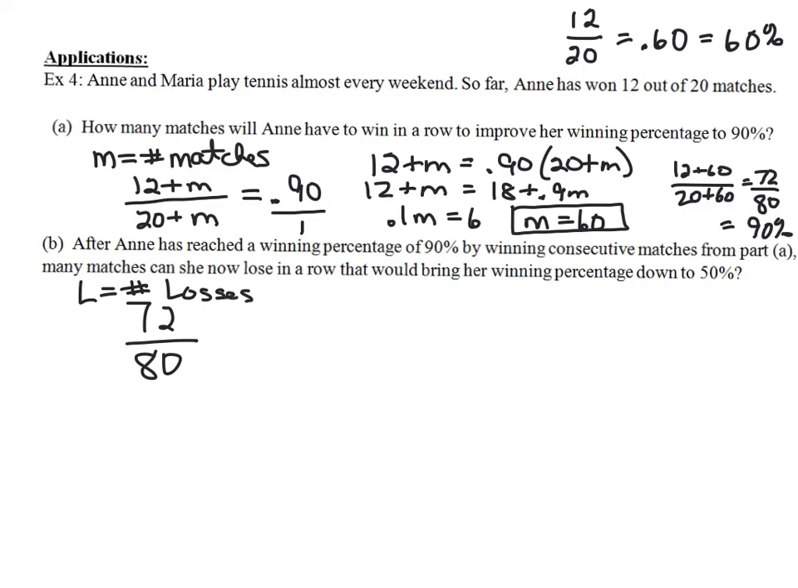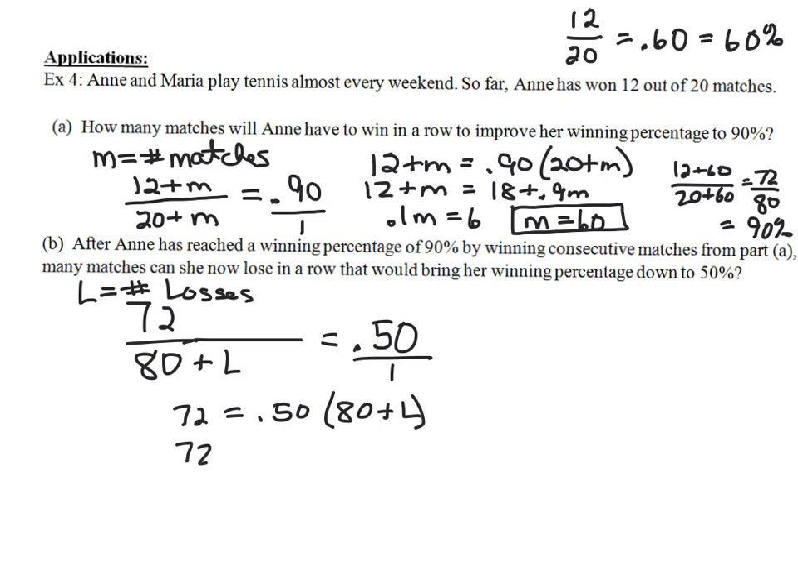Now, when we're calculating her winning percentage, I'm going to say, well, we're at 72 over 80. And if we then add on losses, the losses only get added to the denominator because her top number stands for her wins. So we want that percentage to be only 50%. Again, we can go ahead and cross multiply because this is a proportion. So 72 times 1 is equal to 50% times 80 plus L.